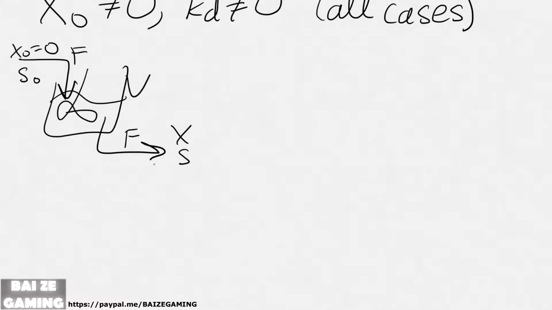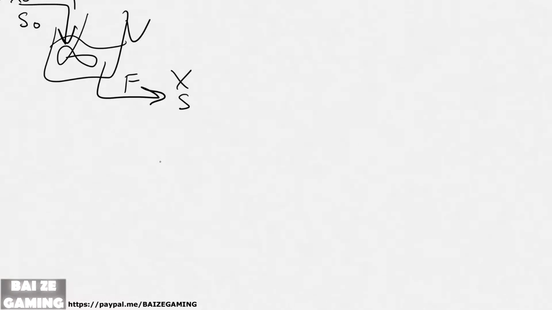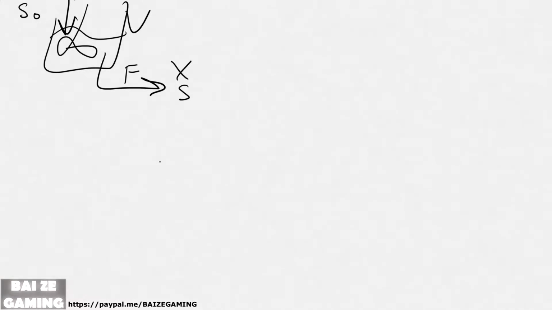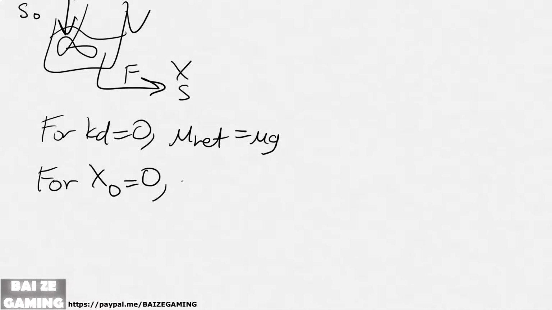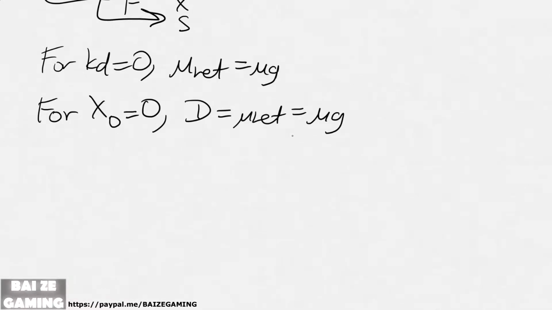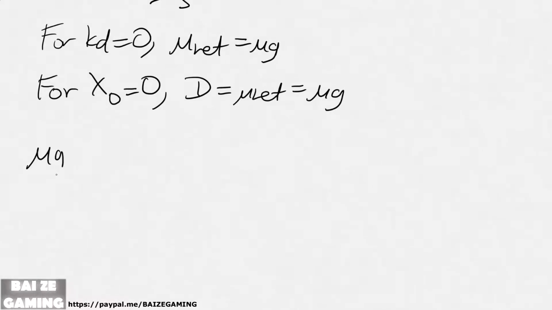The thing is, we know it's very easy. It works out nicely. For KD equals 0, UNET equals UG. And also we showed that for X naught equals 0, D equals these two above, which equals UNET equals UG. It's really simple. So then the Contois equation is this.